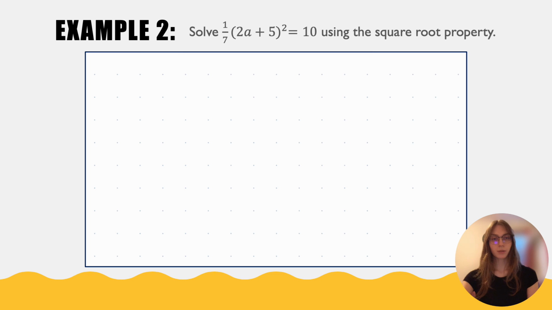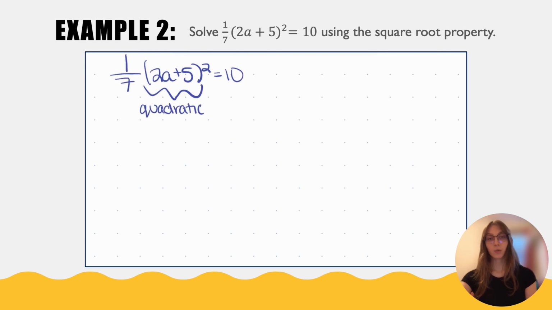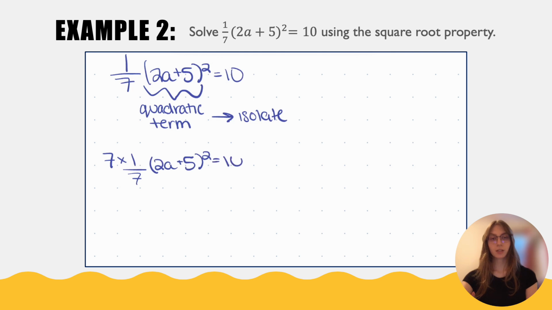Let's try a more challenging problem. Here we have 1 over 7 times (2a plus 5) squared equals 10. At first glance, this looks a lot more complicated than our last problem, but in reality, (2a plus 5) squared is your entire quadratic term. So all we have to do is get this term alone on one side of the equation. To do this, we're going to multiply both sides of the equation by 7 to eliminate the fraction on the left side. This gets us (2a plus 5) squared equals 70. Now we've isolated our quadratic term and we can apply our square root property.